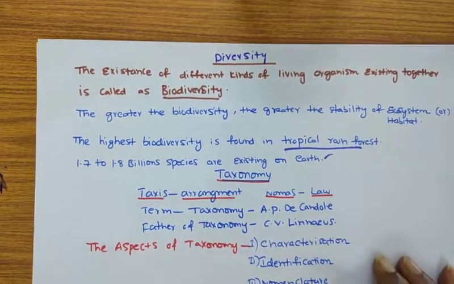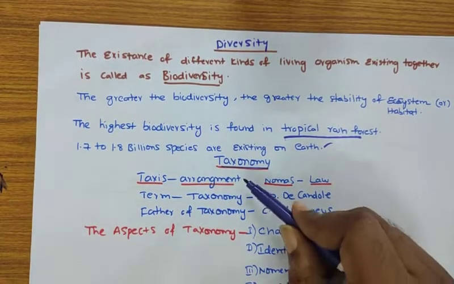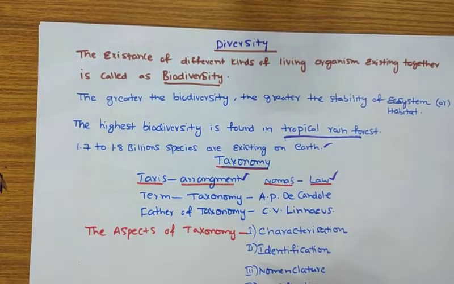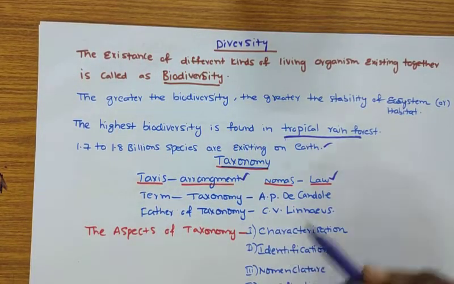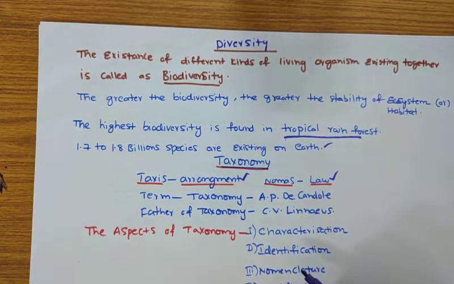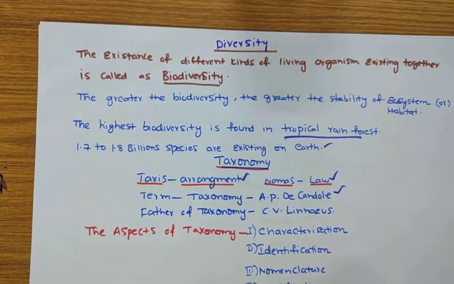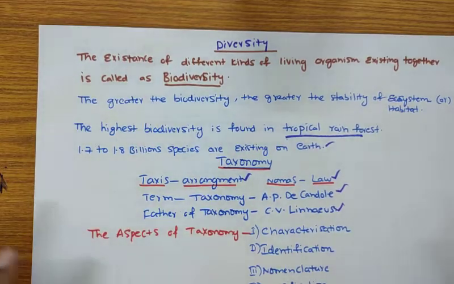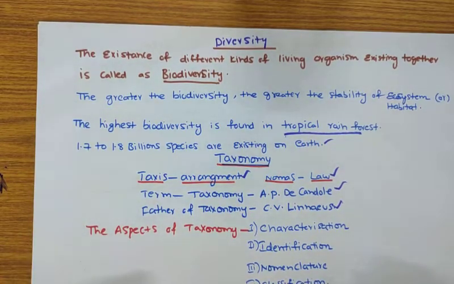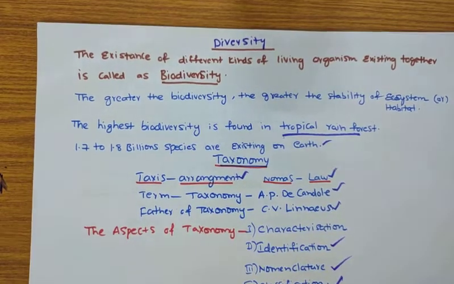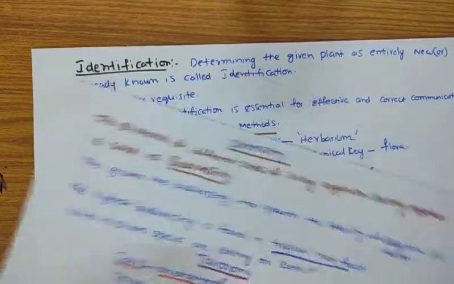Now we are discussing taxonomy. Here, taxis means arrangement, nomos means law. Lawful arrangement of living organisms is called taxonomy. The term taxonomy was coined by A.P. de Candolle, and the father of taxonomy is Carolus Linnaeus. What are the aspects of taxonomy? Characterization, identification, nomenclature, classification. These are the aspects of taxonomy.